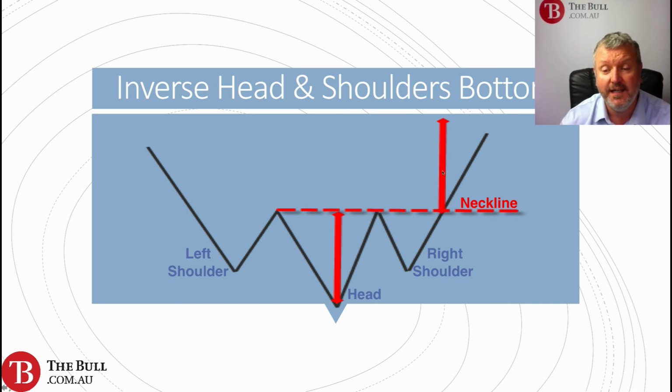This red distance here is the target, the distance from the low of the head to the neckline, projected up higher. So when the market was in a downtrend, we get the inverse head and shoulders bottom, and then we see the market move into more of an upward trend.